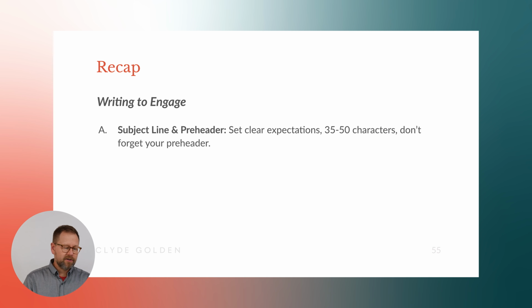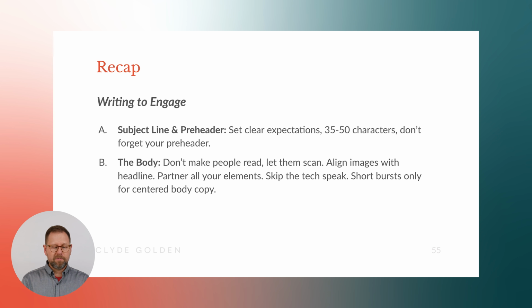So to recap writing to engage. In the subject line and preheader, you want to set clear expectations. Keep your subject line to 35 to 50 characters, and don't forget your preheader, which can actually be twice the length. When writing the body, don't make people read, let them scan. You want to align your images with the headline. You want to partner all of your elements. You need to skip the text speak. And when using centered body copy, it's for short bursts only. It's not for long form.